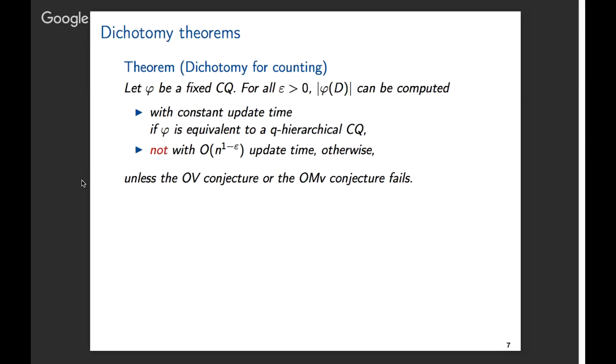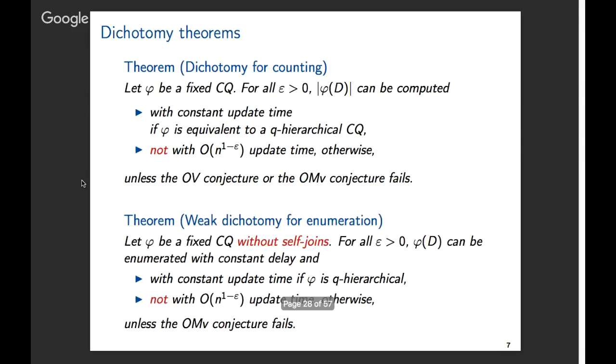And for enumeration, we also have a dichotomy, but only for conjunctive queries that are self-join free, so where a relation symbol does not occur twice. So let phi be a fixed conjunctive query without self-joins. Then if it's Q hierarchical, we can enumerate the result with constant delay and constant update time. And if it's not Q hierarchical, then it's not possible to enumerate it with sublinear delay and sublinear update time, unless the online matrix vector multiplication conjecture fails.